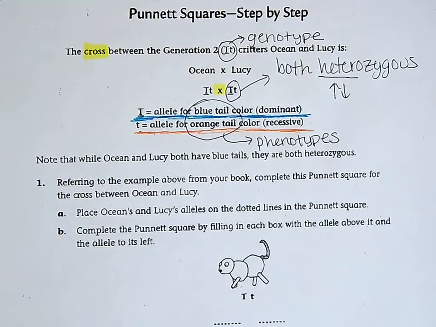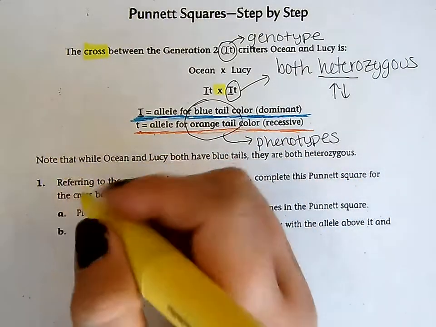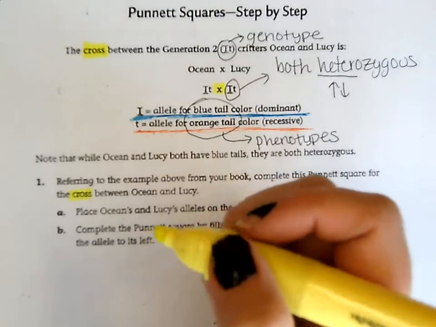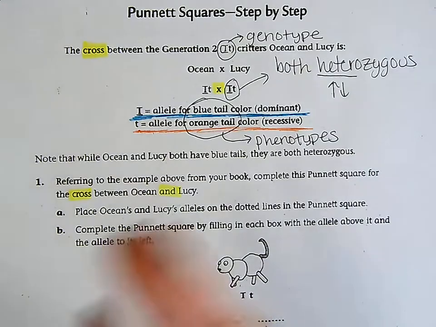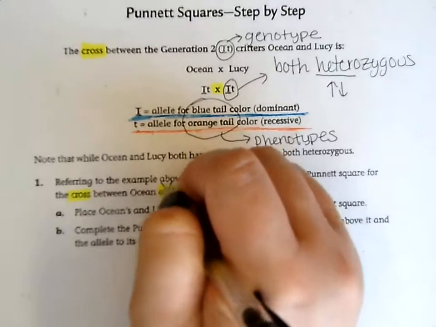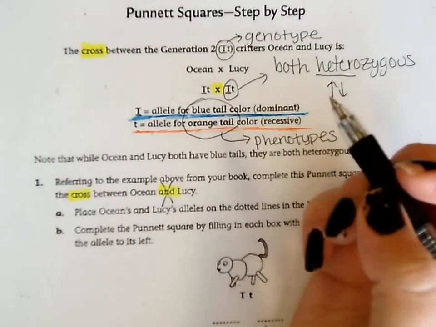Okay. So now that we have a little background information, let's look at the first word problem. Note that while Ocean and Lucy both have blue tails, they are both heterozygous. Number 1, referring to the example above from your book, complete this Punnett square for the cross between Ocean and Lucy. So again, we're just combining their genotypes. So it's kind of like a multiplication table. Anytime you see the word "and" between two individuals or two organisms, always put a little X over it to mean that's what I'm crossing.